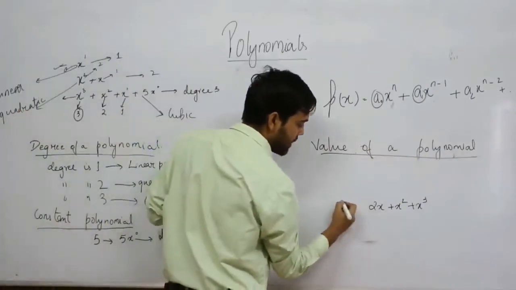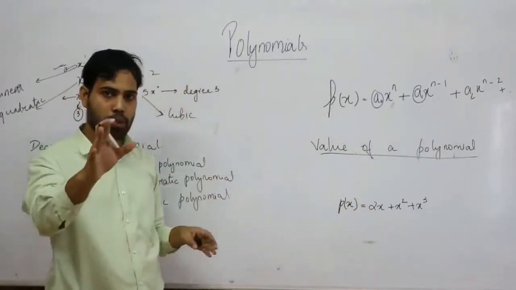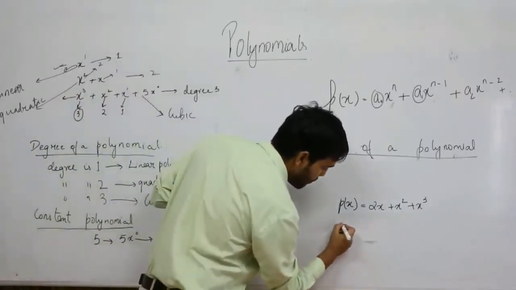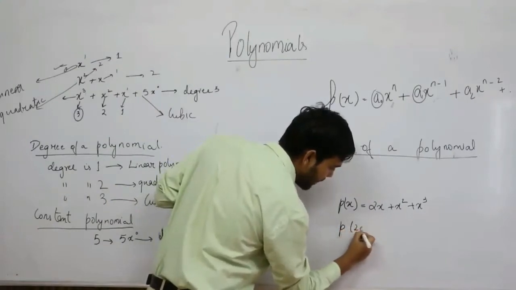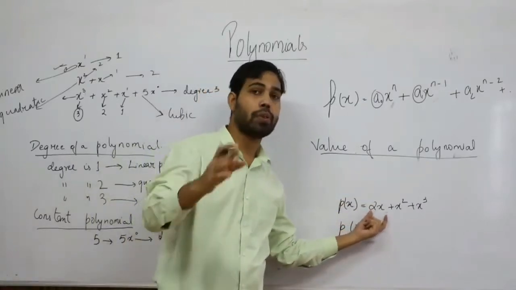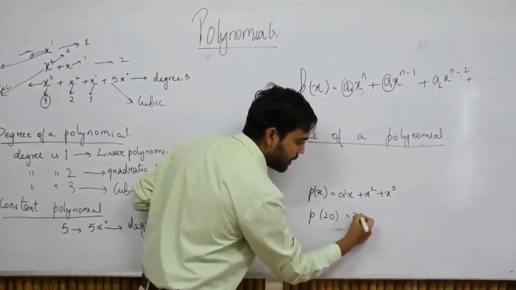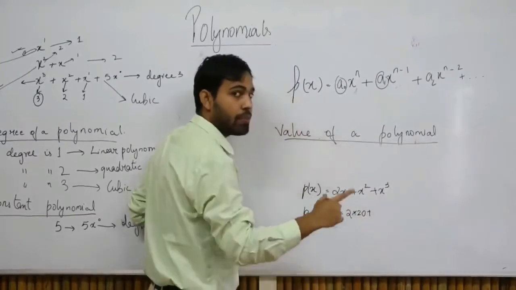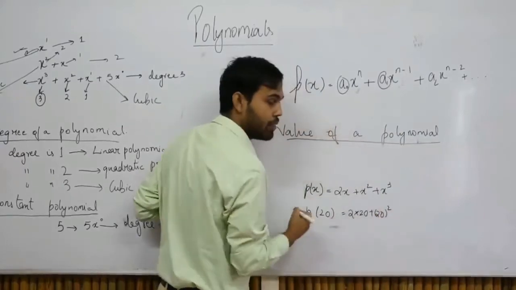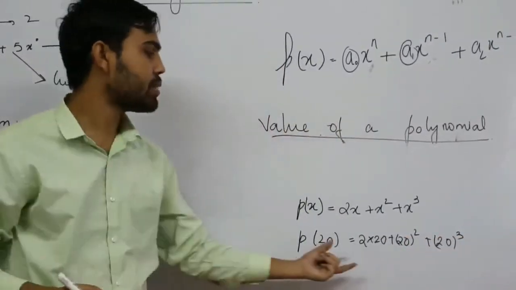So how will I represent this? I write this as P of X, equal to this much. Suppose in your exam you got 20 marks. So I have P of 20. So what will you do? Since you got 20 marks, you'll be receiving 2 into 20 chocolates from your brother. So what I am doing is replacing the value of X in here. So I have 2 into 20. You'll be receiving 20 squared chocolates from your mother. So I have 20 to the power 2 plus 20 to the power 3. This will be giving me some value.